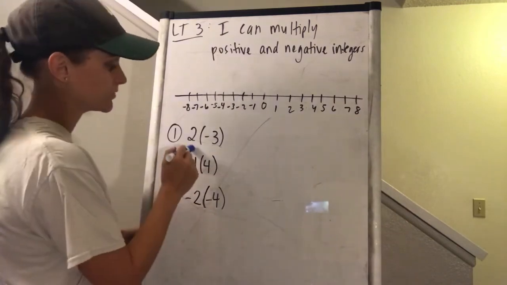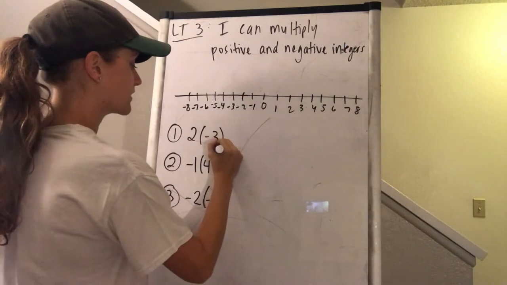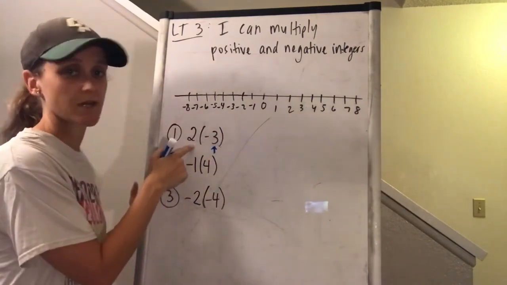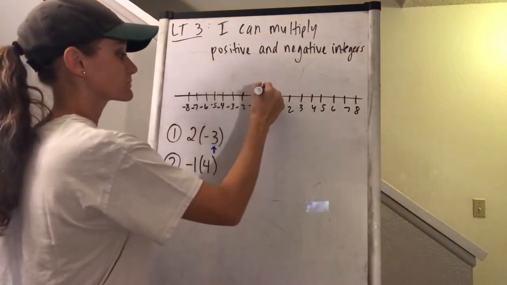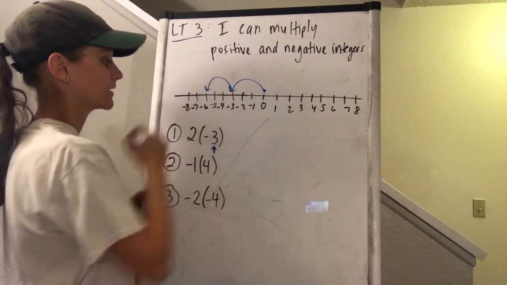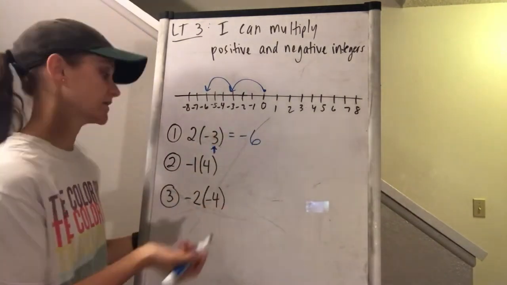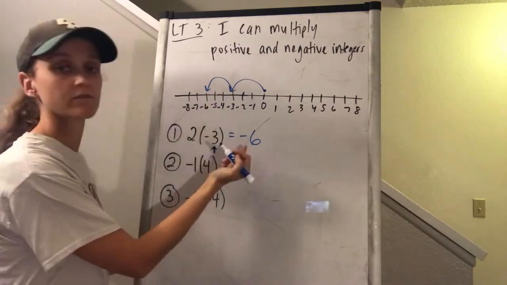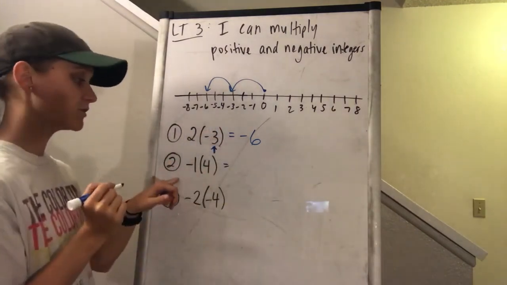So on number 1, I'm doing 2 times negative 3. So I think about that as saying I'm doing negative 3 and I'm doing it 2 different times. So I'm going to start at 0. So I'm going negative 3, but I'm doing it 2 times. So I'm going to do it one more time, and so I'm going to end up at negative 6. Or you can look at your chart, and it says that a positive times a negative is a negative, so that works out.